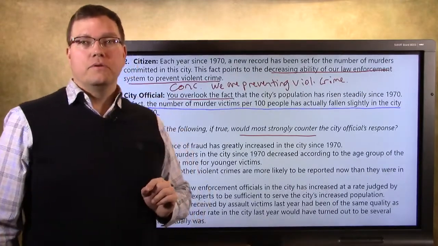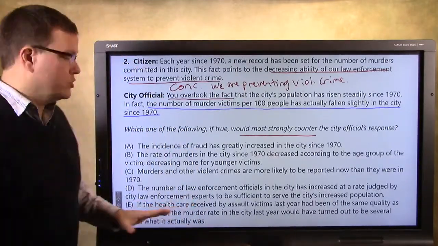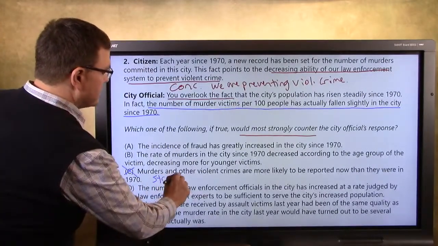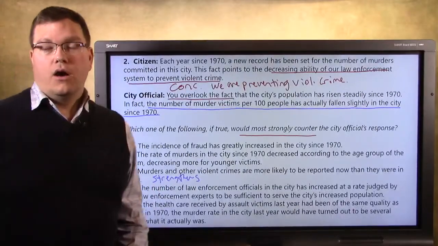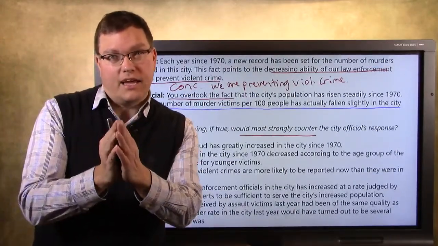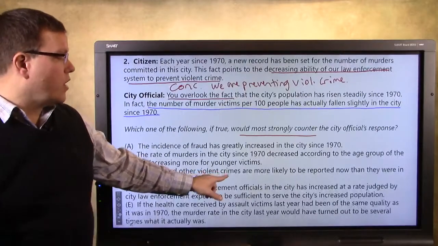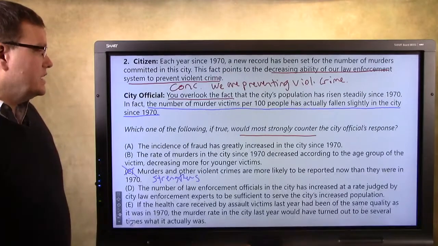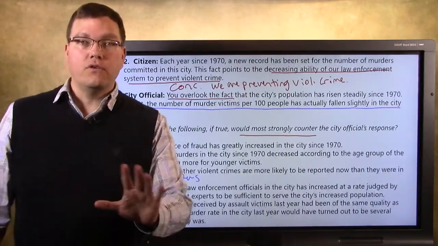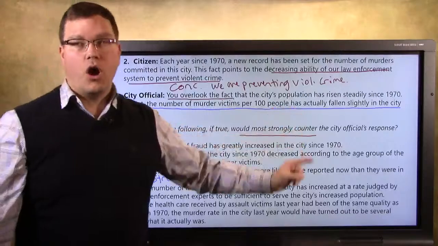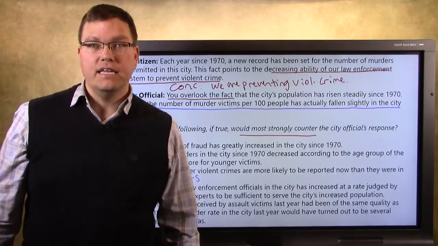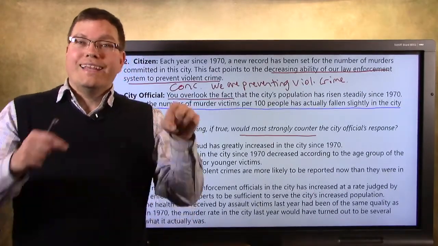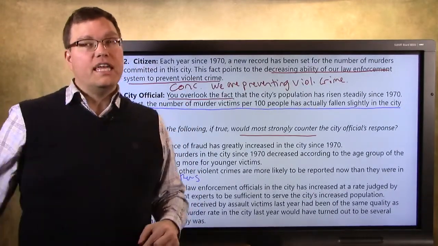Now, a bunch of you took the trap answer, which is answer choice C. I want you guys to notice that answer choice C actually strengthens and does not weaken. Okay, answer choice C goes the wrong direction. Check this out. Murders and other violent crimes are more likely to be reported now than they were in 1970. So in other words, not only do we have a lower murder rate than we had in 1970, but back in 1970, there were a bunch of murders that weren't reported. So our murder rate is really lower. So that's a tricky answer on C.